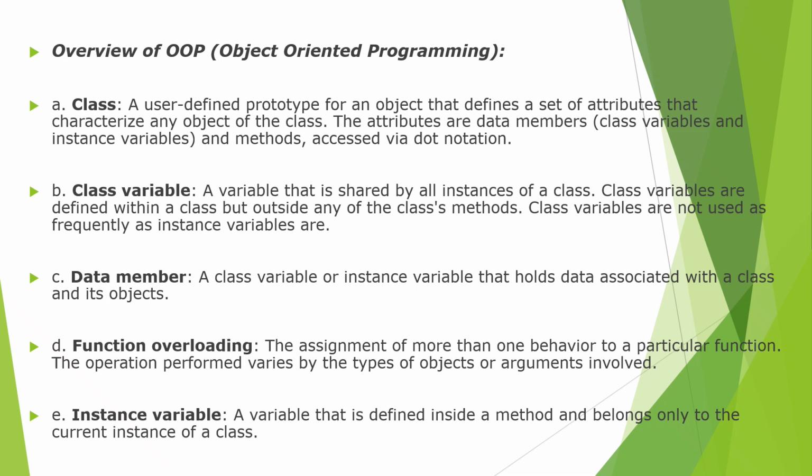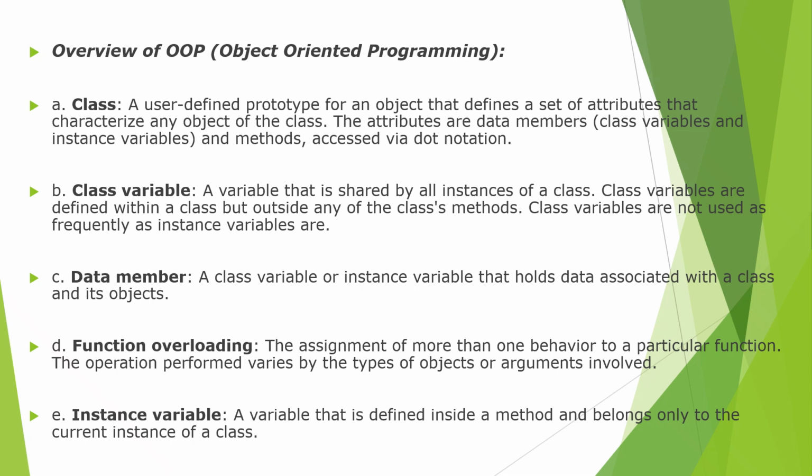So let us have an overview of object oriented programming. First one is class. A class is a conceptual template or blueprint that defines the structure and behavior of objects. It encapsulates data and methods to represent real world entities or abstract concepts in programming. Classes allow us to create multiple similar objects efficiently with shared behaviors and attributes.